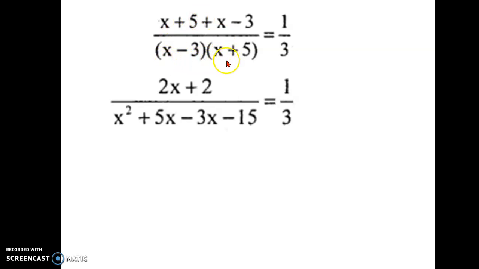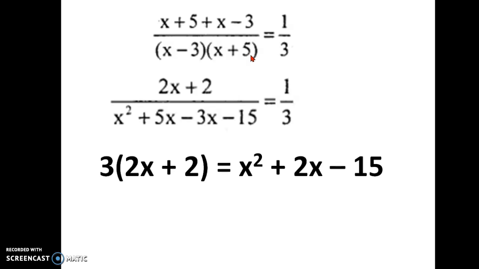X into x is x square. Then x into 5 is plus x. Then minus 3 into x is minus 3x. And minus 3 into 5 is minus 15. Okay. So now after that, furthermore if you simplify, you will get minus 2x here. Okay, minus 2x minus 15 you will get. Then you can cross multiply.